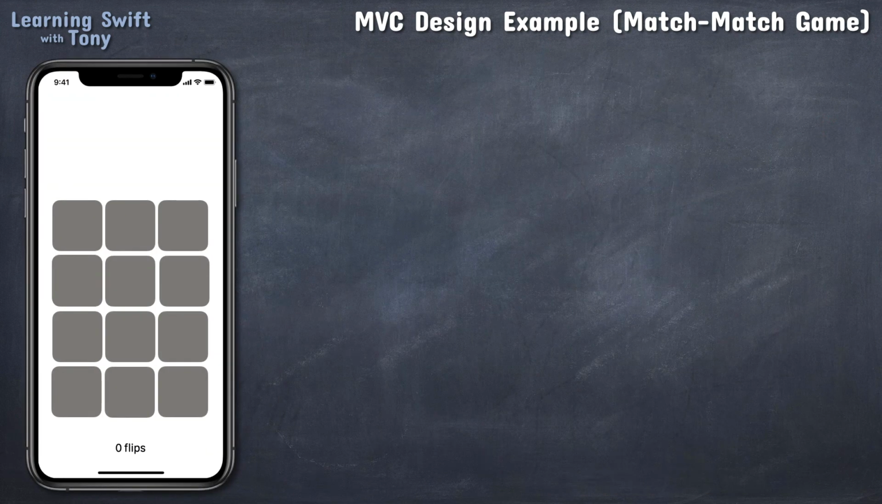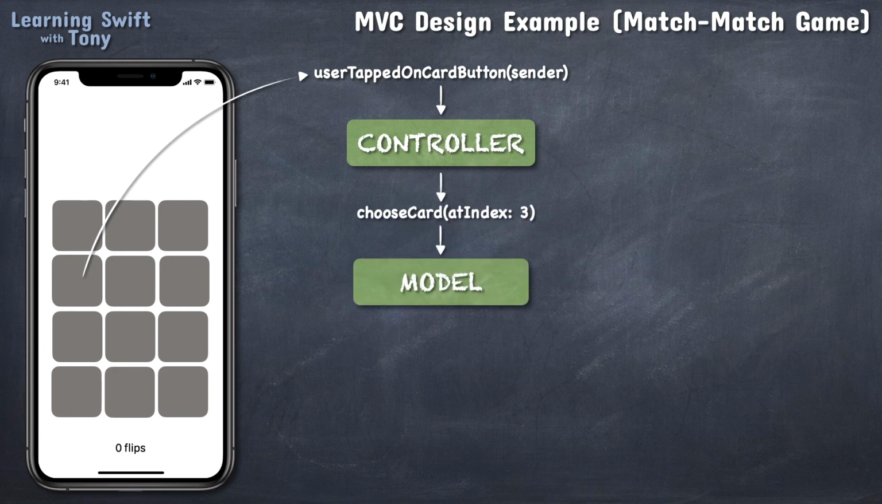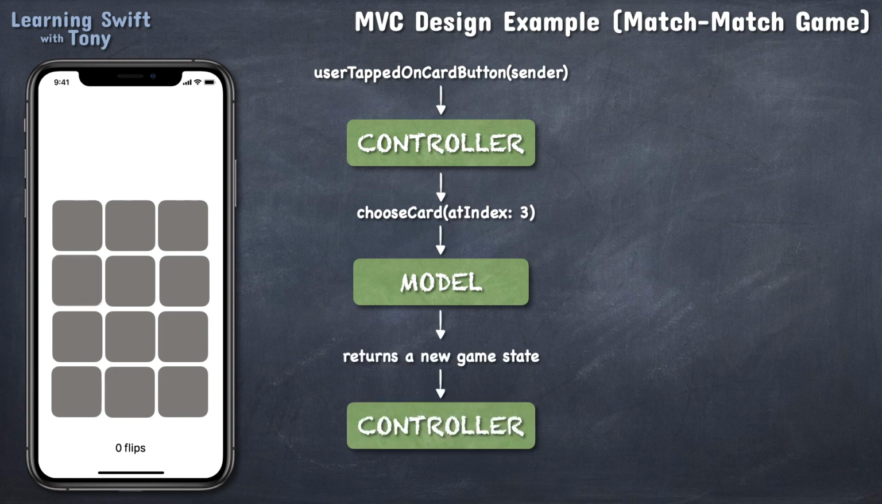So let's imagine we are playing the game in slow motion. The user taps this button in the second row, first column, which results in the view sending this message, userTappedOnCard button, to the controller. The controller concludes the button is at index 3, since indices in Swift start at 0, not at 1, and sends this message, choseCardAtIndex3, to the model. The model does its thing and returns a new game state to the controller. The controller then instructs the view to mirror the data received in the new game state from the model, which means the button at index 3 will be shown face up, and the bottom label showing the number of flips will be updated.